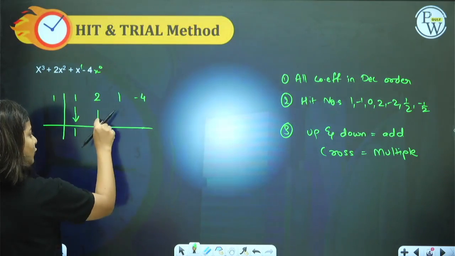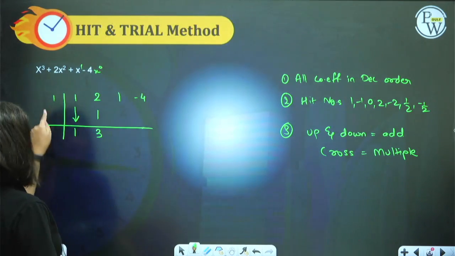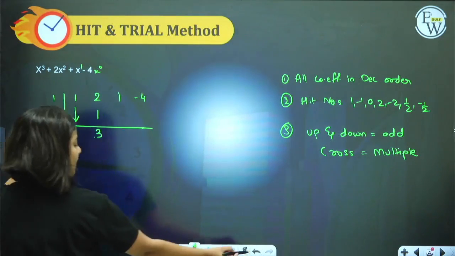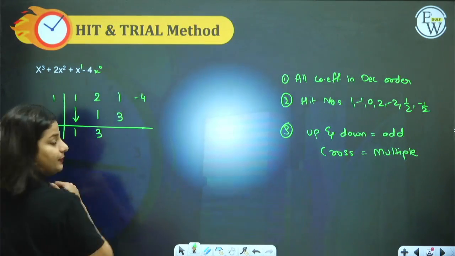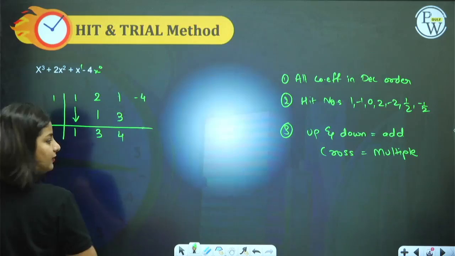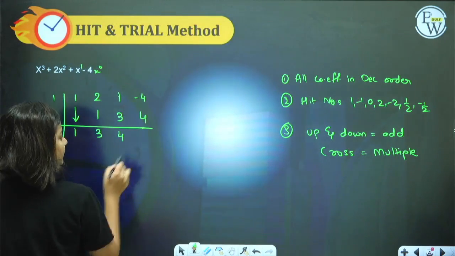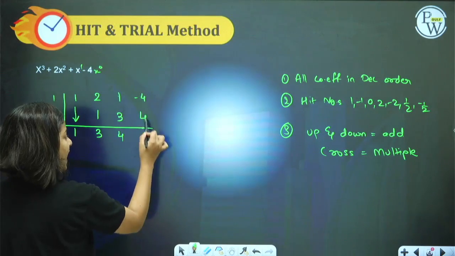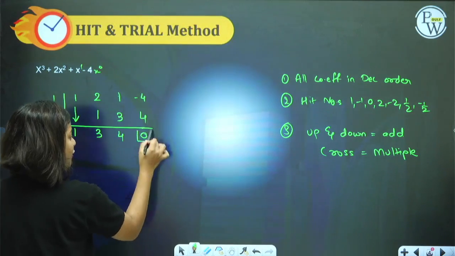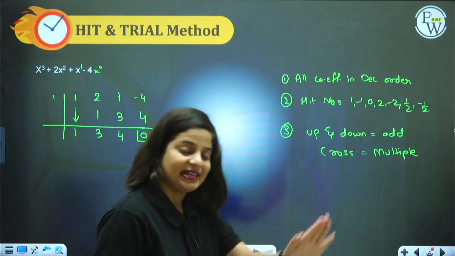And up and down, add. 2 plus 1, 3, written here. Cross 1 into 3, 1 into 3 is 3, written here. Up and down, add. 1 plus 3, 4, wrote here. Cross 1 into 4, 4, wrote here. Up and down, add. -4 plus 4, 0, hooray! Once you get 0, that's the answer.